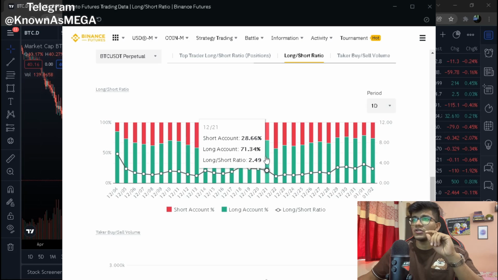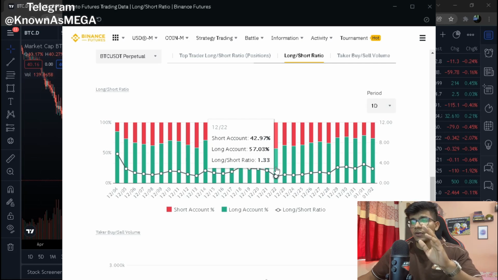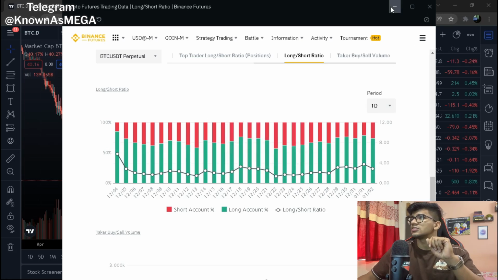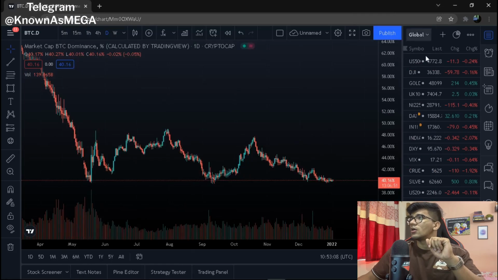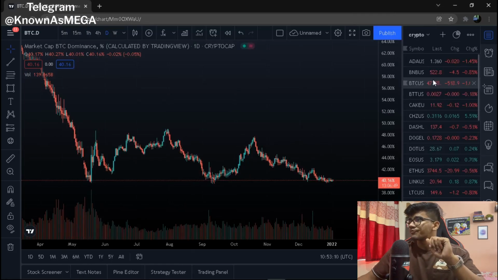For example, in this particular case on 21st of December, the market was at a long short ratio of 2.49, and then on 22nd of December the market dipped, and the long short ratio went back to 1.3. Let's just check what happened on Bitcoin on 22nd of December.